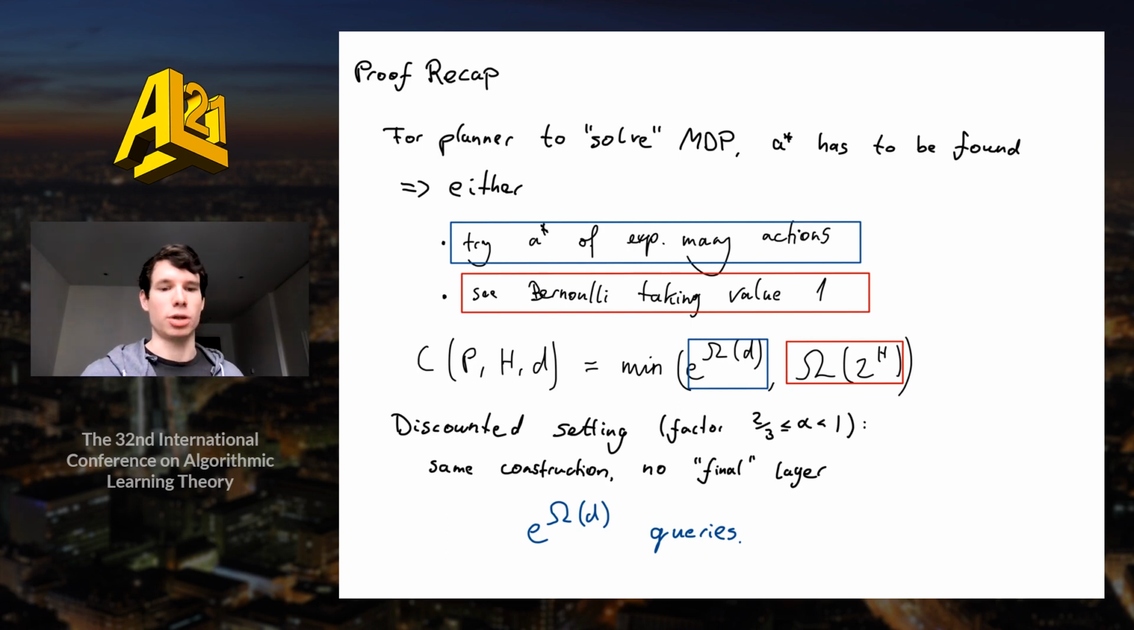This same construction can also be applied to the discounted setting as long as your discount factor is at least 2/3. And the only difference is that you don't now have a final layer. So the second case goes away and you have an exponential in D query complexity lower bound.